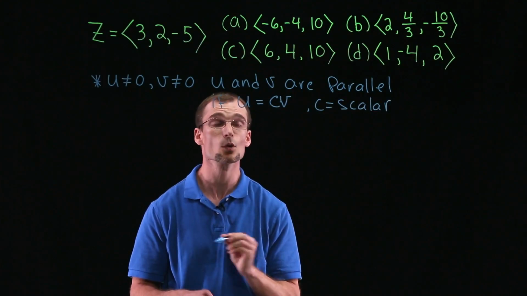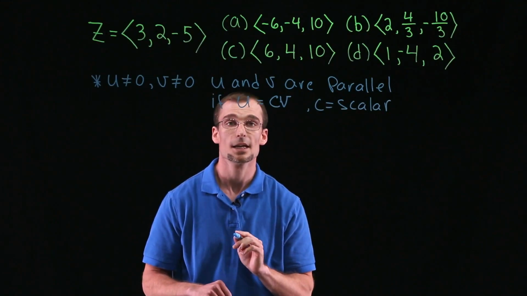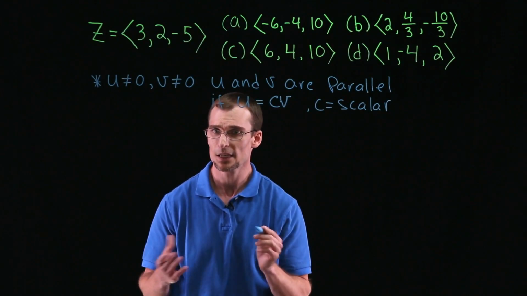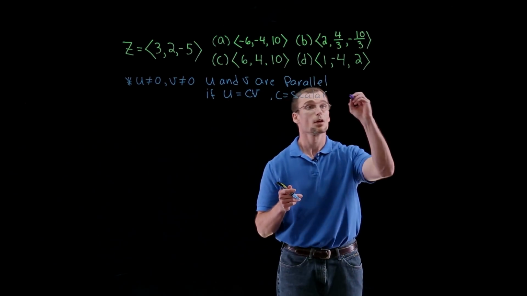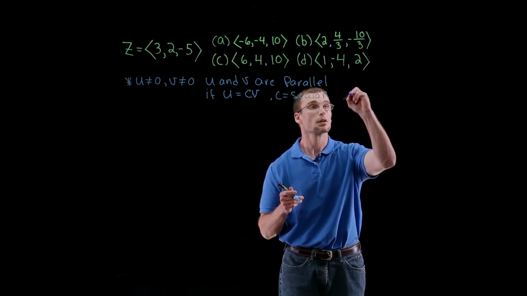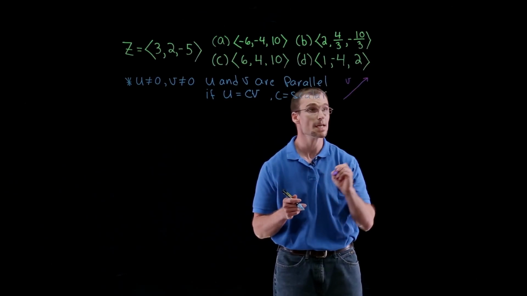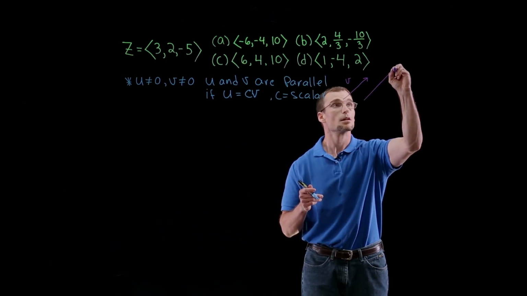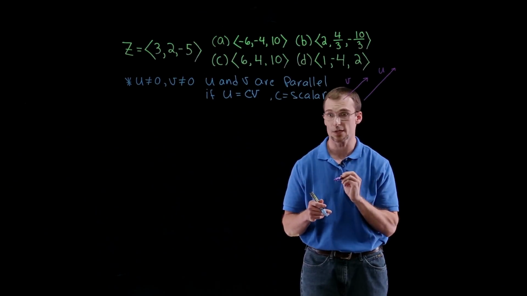Okay? Before we go into doing the math, let's try to understand what this means. What does it mean for two vectors to be parallel if they're scalar multiples of each other? So let's take a look. Suppose we have some vector, say v, and then some vector u, which is parallel to v.